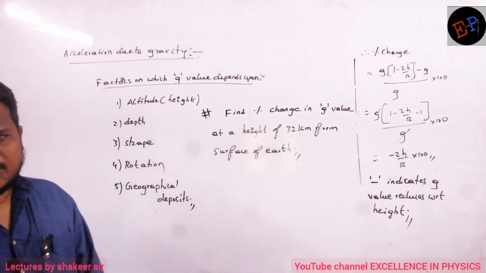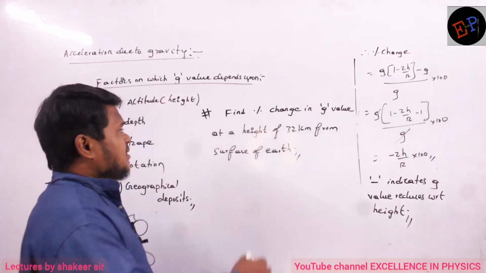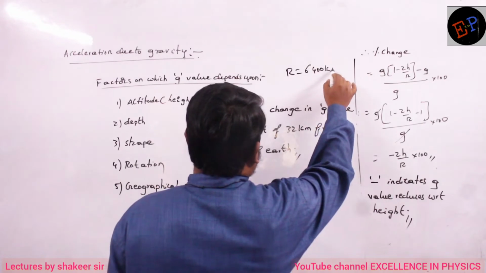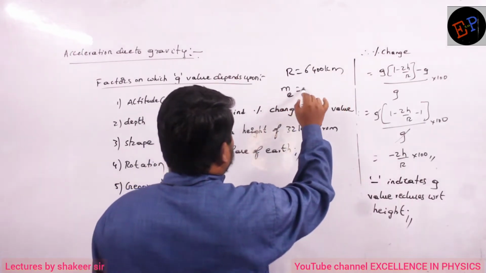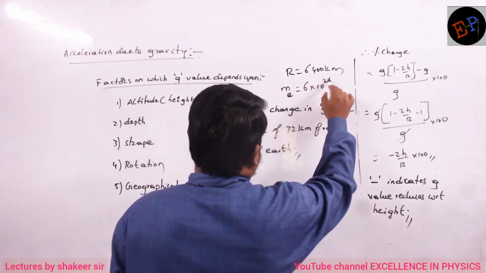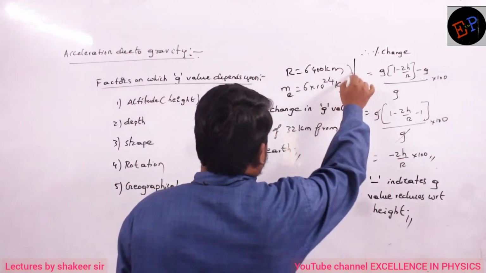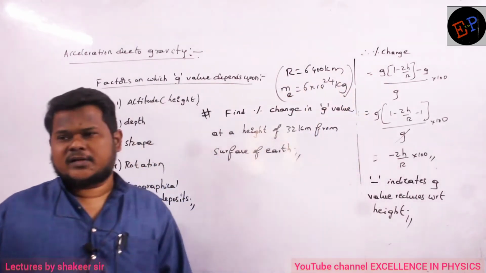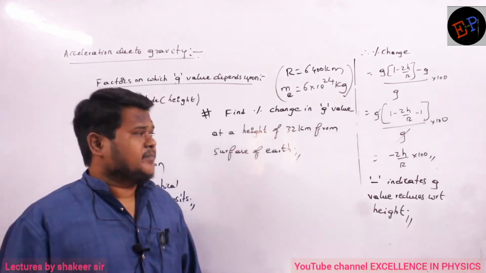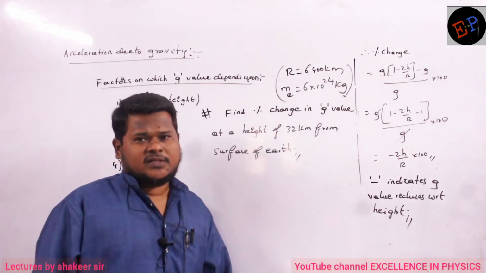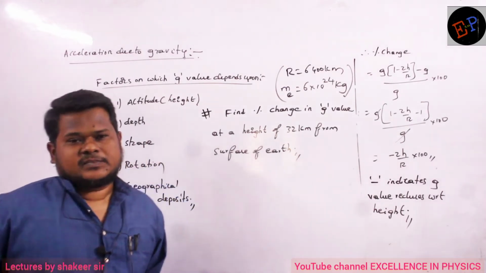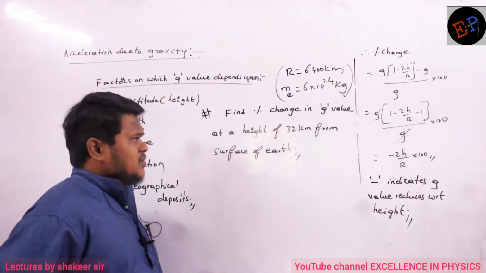You should remember all those values. Okay? Radius of earth is how much? 6400 km. Mass of earth is how much? 6 × 10^24 kg. So make a note of these values. Radius of earth is approximately 6400 km, and mass of earth is 6 × 10^24 kg. Okay, these values you should remember.